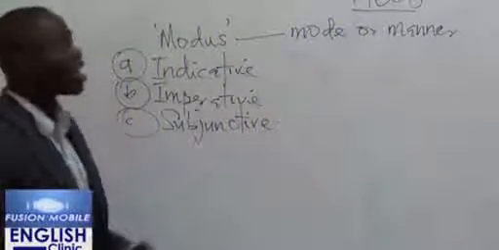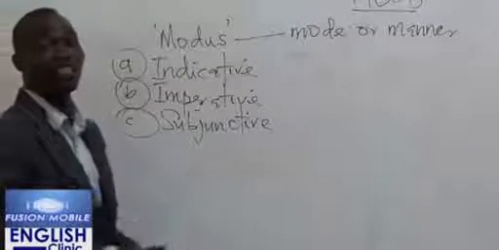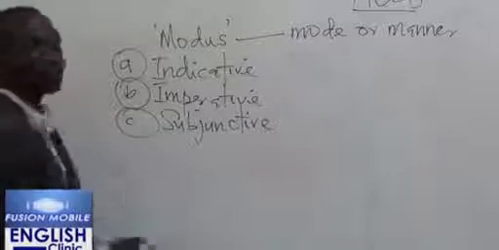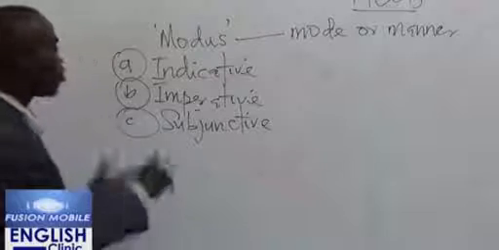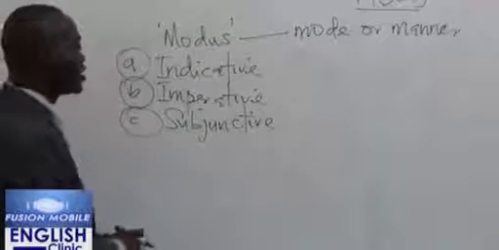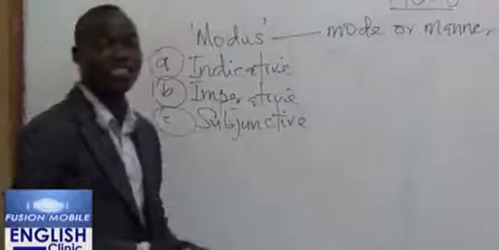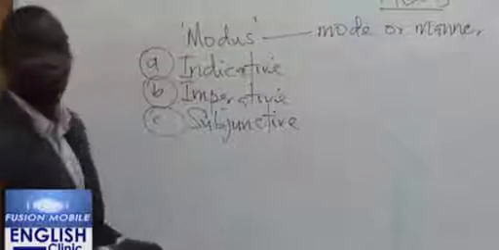In this part of the lecture, we are actually going to concentrate on the subjunctive mood, because in JAMB, UTME, GCE, and the likes, the questions are always set on the subjunctive. But that does not mean that we are not going to talk about the indicative mood and the imperative mood. So let's take them one by one.